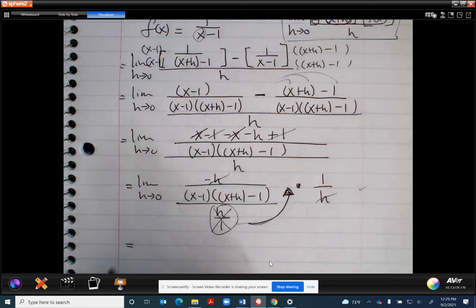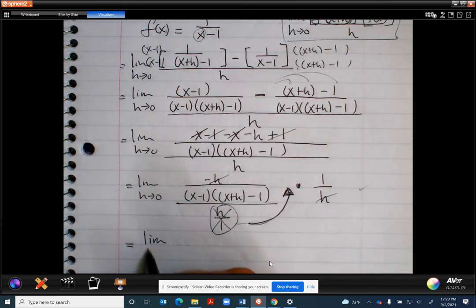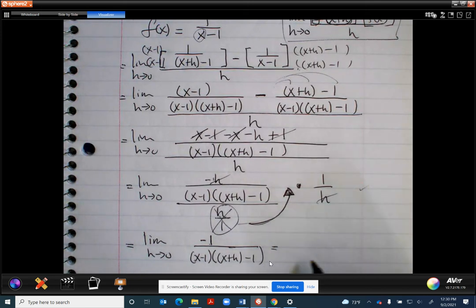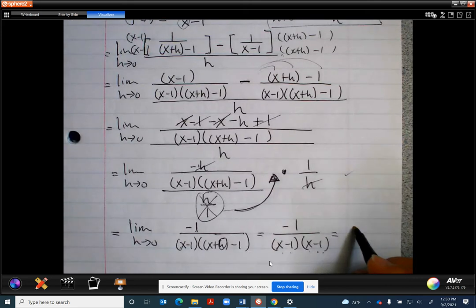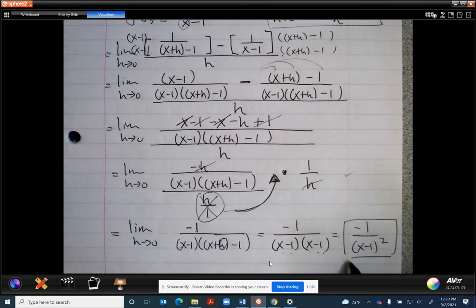All right. Okay, I know some of you guys aren't done, but stay with me. Look, h's will cancel out. 2h will cancel out. So we have negative 1, right? Because h and h cancel out. Negative 1 over x minus 1 times x plus h minus 1. Can we use direct substitution? All right, what is it if you use direct substitution? We get x minus 1 times, this is 0, so this is x minus 1. So what is x minus 1 times x minus 1? Negative 1 over x minus 1 squared, and this is your answer.